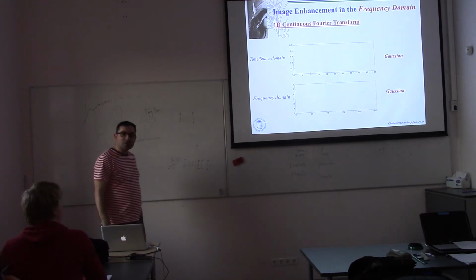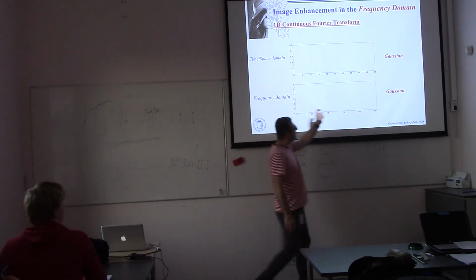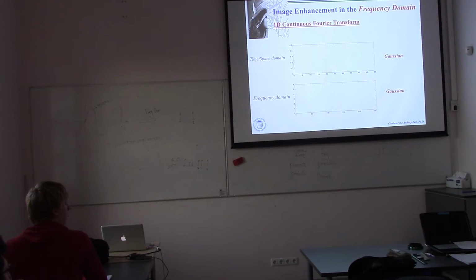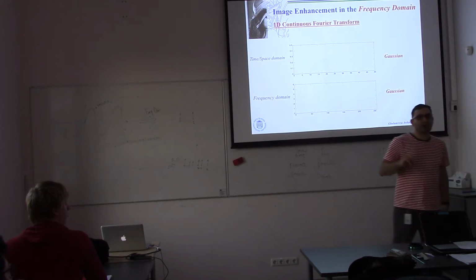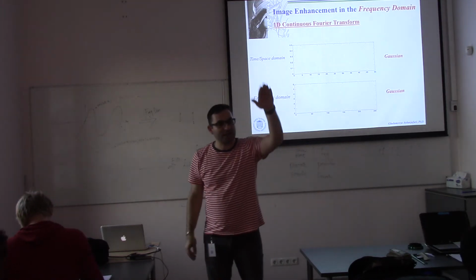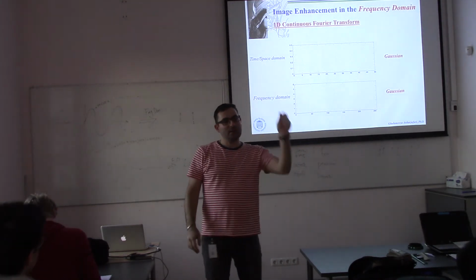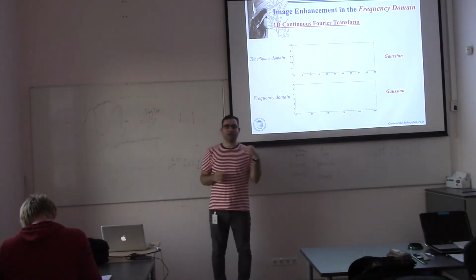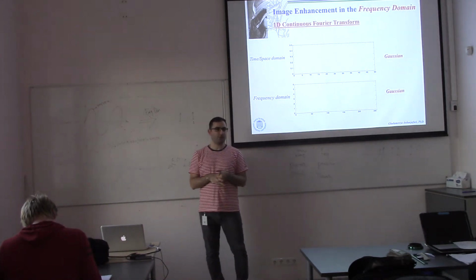Here we have a Gaussian, and when we come to the frequency domain, what do we have? A Gaussian. This is a very, very important property of the Gaussian. If you are Gaussian in the time or spatial domain, you will be Gaussian in the frequency domain. This is something that I usually ask you in the exam, I mean the conclusion that you get from it.